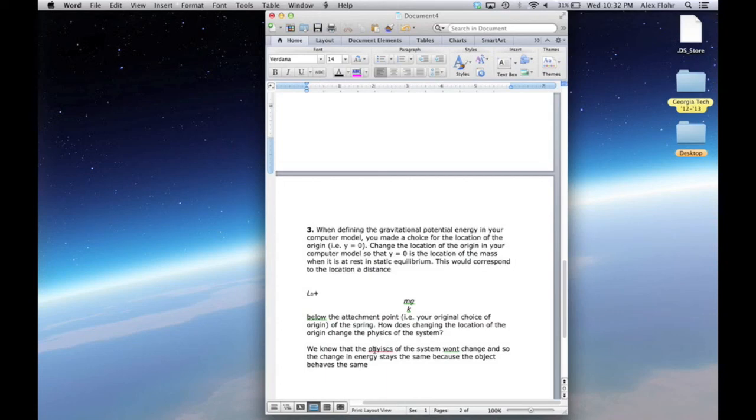Just because the position changes doesn't mean the physics of the system is going to change. So we know that the physics of the system won't change, and so the changes in the energy states stay the same because the object behaves the same.